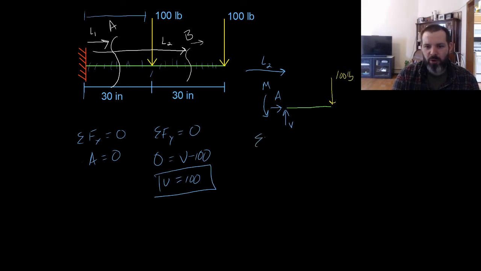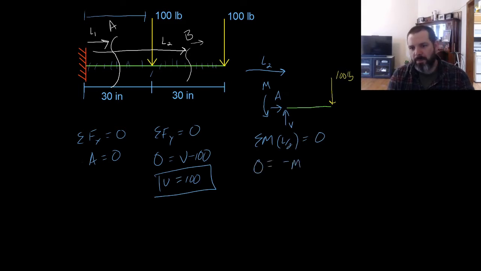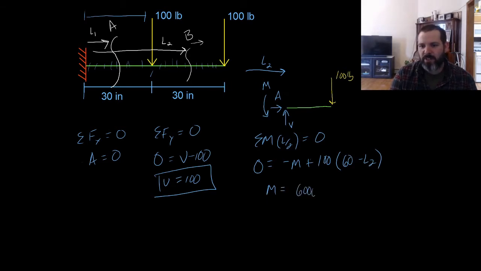And if we sum the moments around L2, it has to equal 0. So summing the moments around L2 says 0 needs to equal minus M plus 100 times (60 minus L2). In this case, the moment has to equal 6,000 minus 100 times L2.